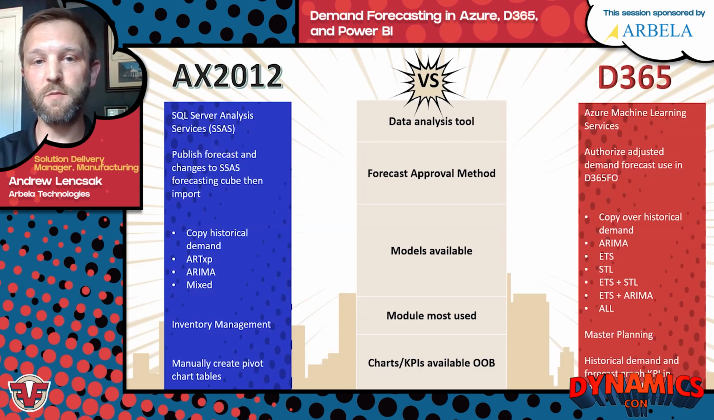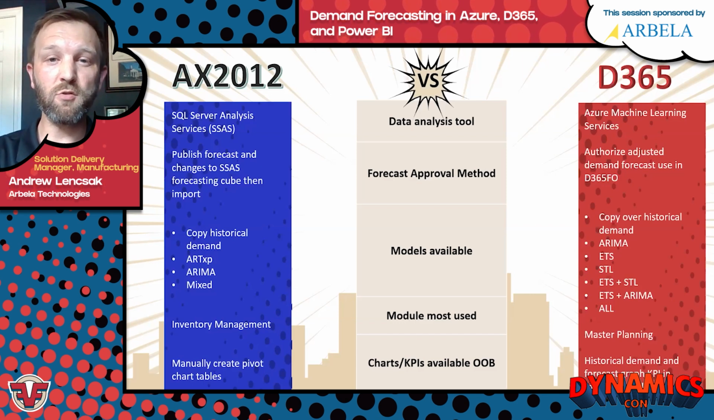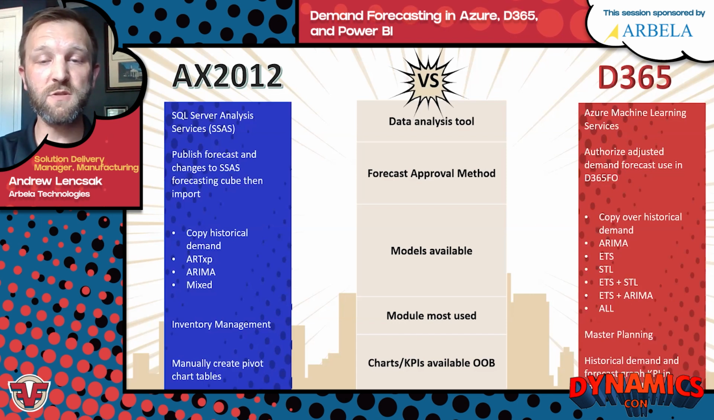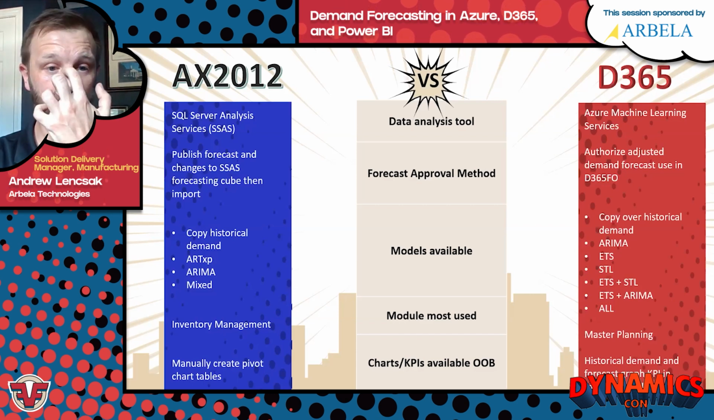The models that were available were things like a simple copy over historical demand, where if you don't need statistical forecasting and you just want to use last year's history as a baseline and then maybe make manual adjustments to that. You had autoregressive tree cross prediction, which was a Microsoft developed model for short-term forecasting. You also had ARIMA, which is a Box-Jenkins method that's in most industry standard packages. This is for smoothing long-term forecasting processes. And you had a mixed model.